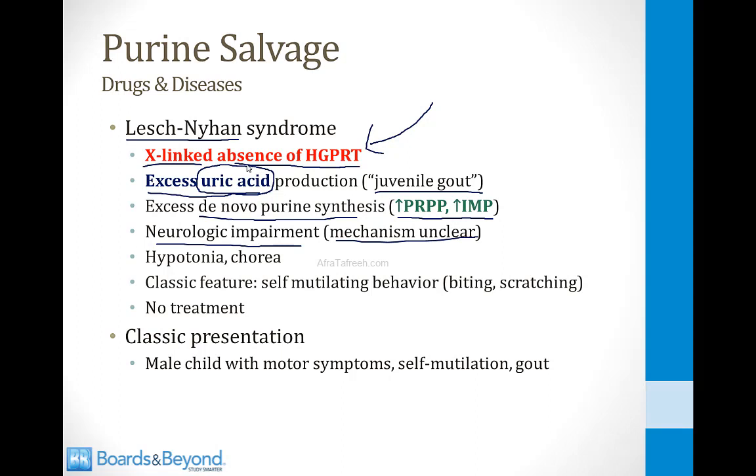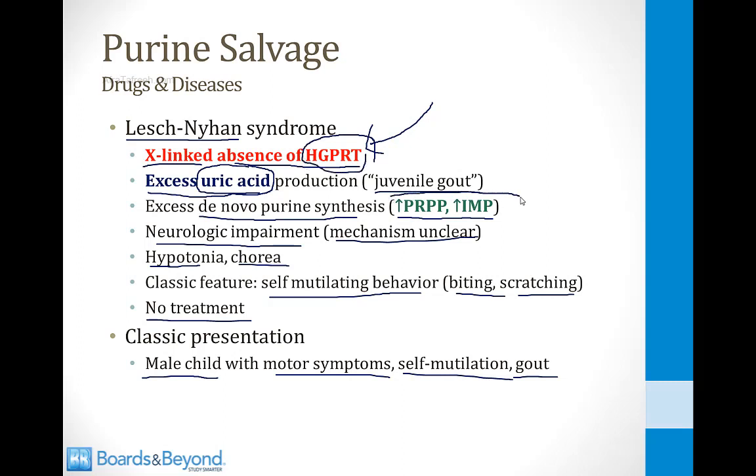The symptoms of the neuro involvement are hypotonia and chorea, which is a movement disorder. Another classic feature of the neuro impairment is self-mutilating behavior. These children often bite themselves or scratch themselves, and there is no treatment. So the classic presentation of Lesch-Nyhan syndrome is a male child because it's X-linked, who has motor symptoms and self-mutilation and gout. And they will often ask you about the absence of the HGPRT enzyme or the high levels of purine synthesis via the de novo pathway.